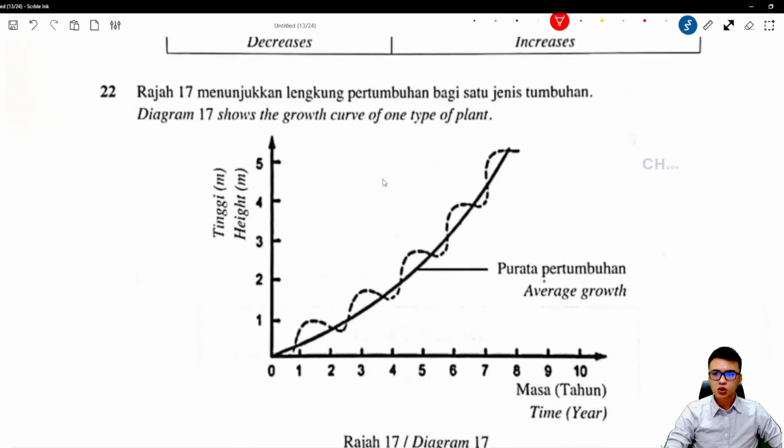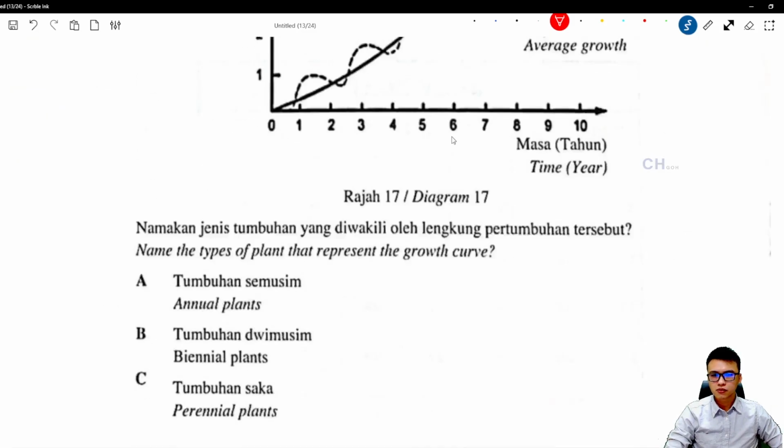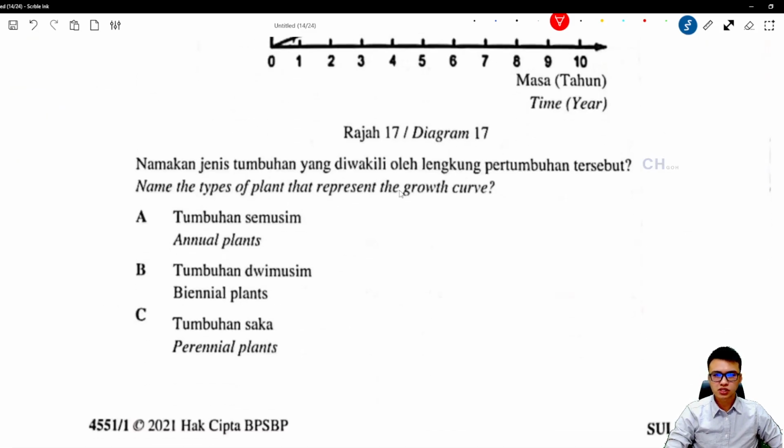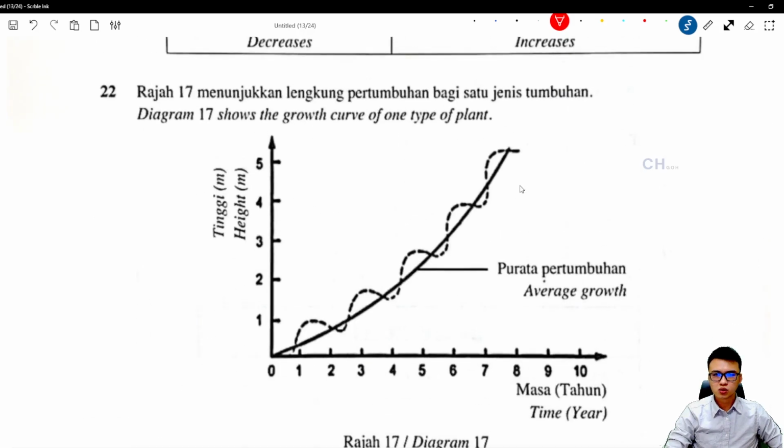Okay, next, question 22. Diagram 17 shows the growth curve of one type of plants. Name the type of plants that represent the growth curve. So this one, you look at the x-axis, this one is important, the time. It can survive up to 1, 2, 3, 4, 5, and 10 years. So you can see there are a lot of sigmoid curves here. Small sigmoid curve, small sigmoid curve. So this one refers to the 1st sigmoid curve, and this one refers to the 2nd sigmoid curve. That means they will keep on repeating the cycle when they grow.